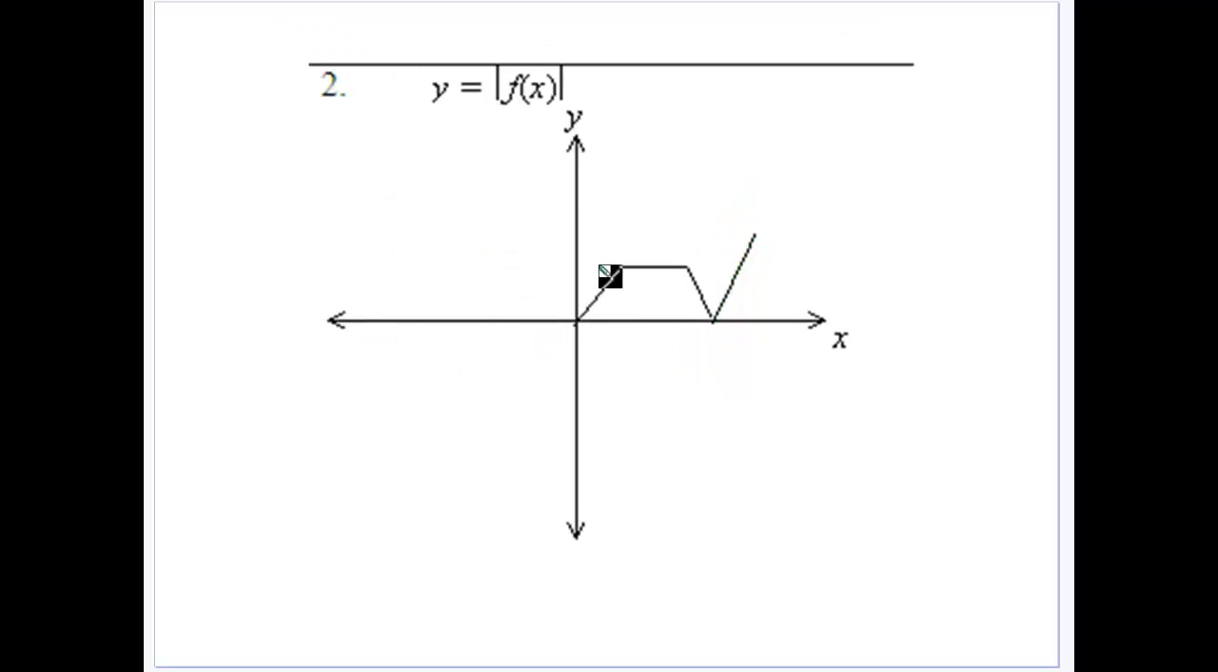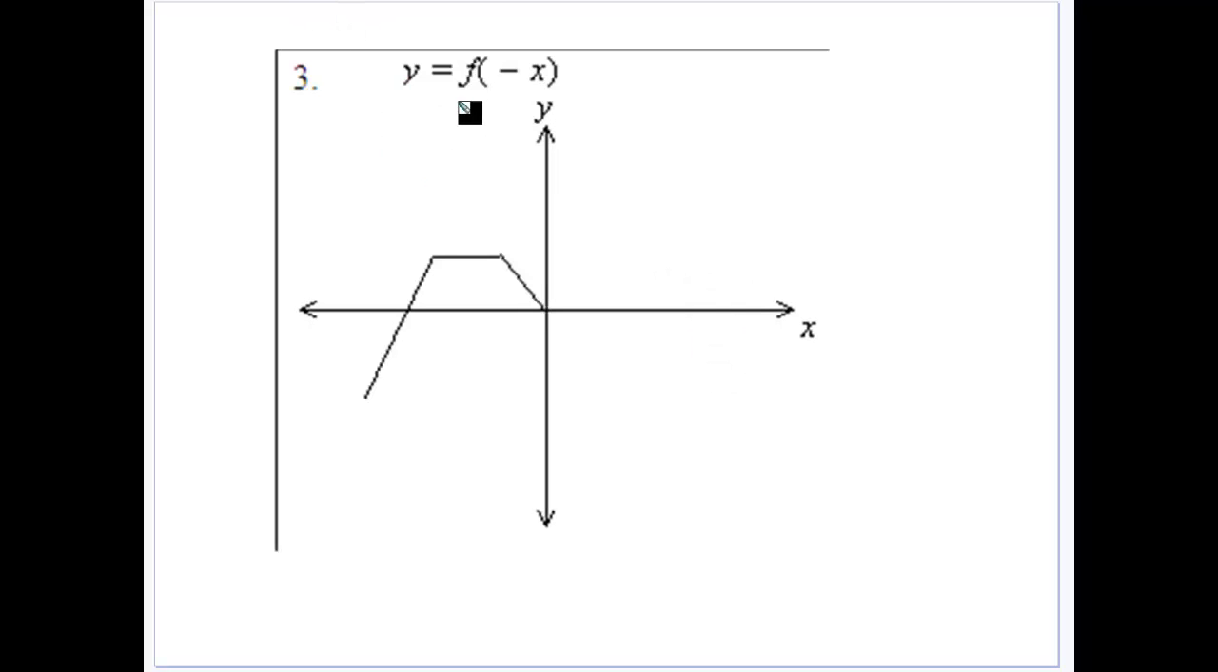The absolute value: what was below now goes above. And function of minus x gets reflected in the y-axis. So what was on the right of the y-axis is now on the left, and that would swap over in the same way as well. So there we go. That's what our functions start to look like when we do this.